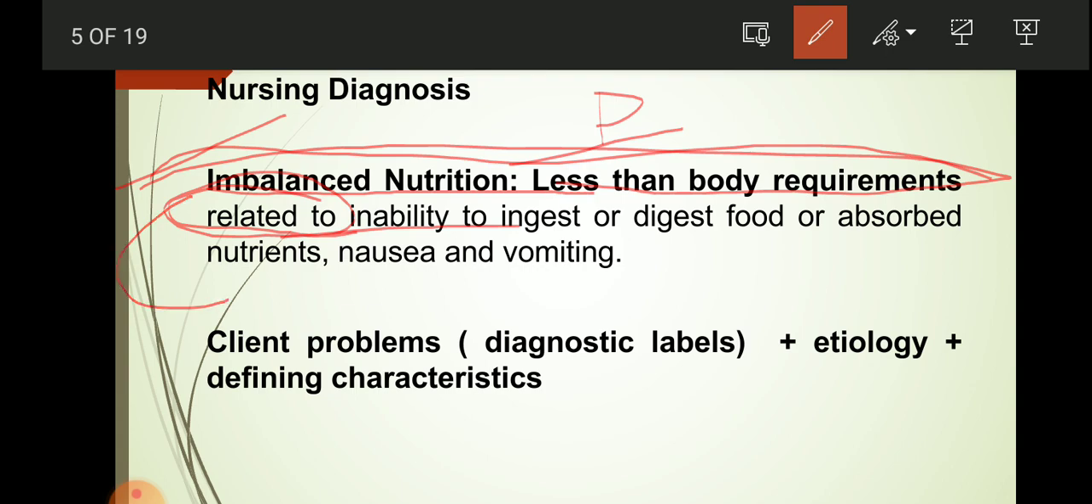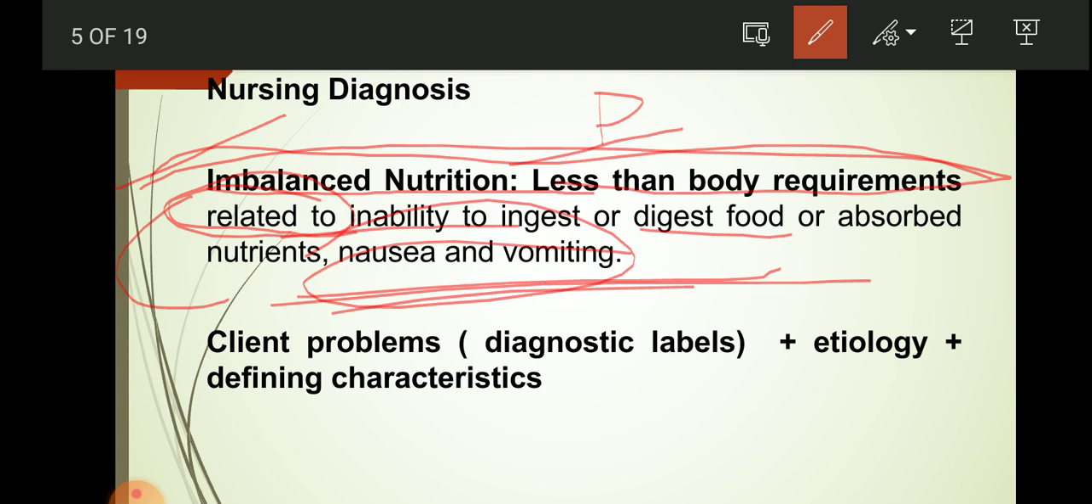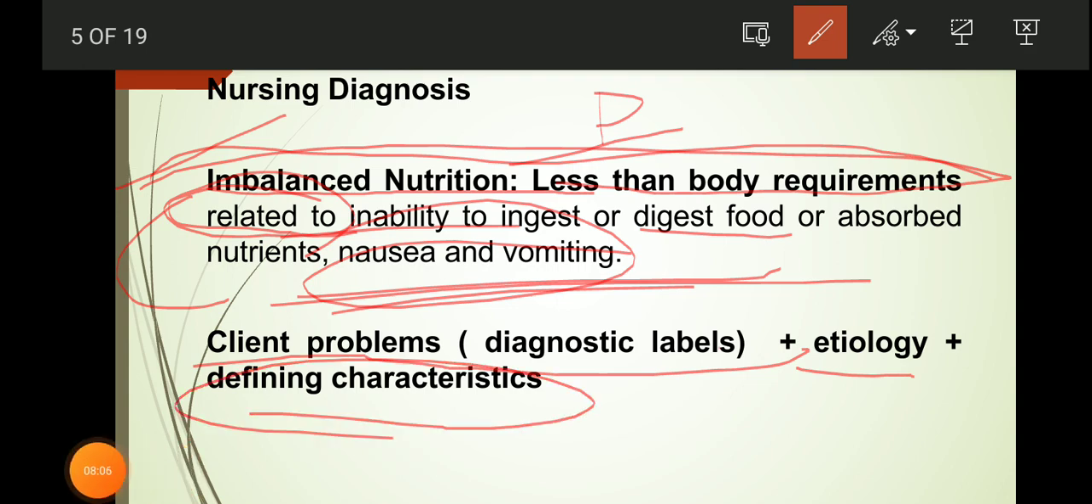Related to inability to ingest or digest food or absorb nutrients, or nausea and vomiting. This is like, mahimo ra na siya, if in case nag-express ang patient or nakita ang nausea and vomiting sa patient. But the common factor here is imbalanced nutrition, less than body requirements is the problem, and the etiology is the inability of the patient to absorb nutrients. Okay? So later on, makuha ra na ninyo kadugayan. Okay? So client problems, mao ni ato ang pattern: problem plus etiology plus defining characteristics. This defining characteristics, we have to discuss it as we go along with our lecture. Okay?